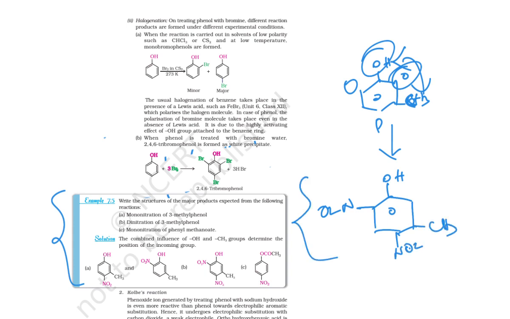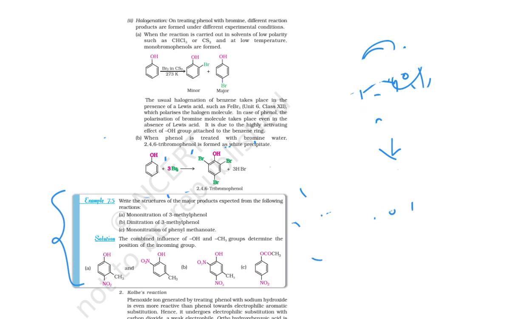Clear now? Next we go for the mononitration of phenyl methanoate. What is the structure of phenyl methanoate?